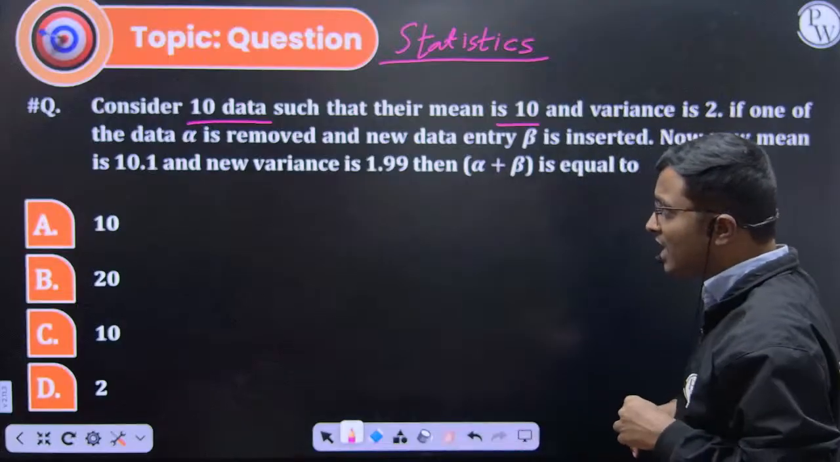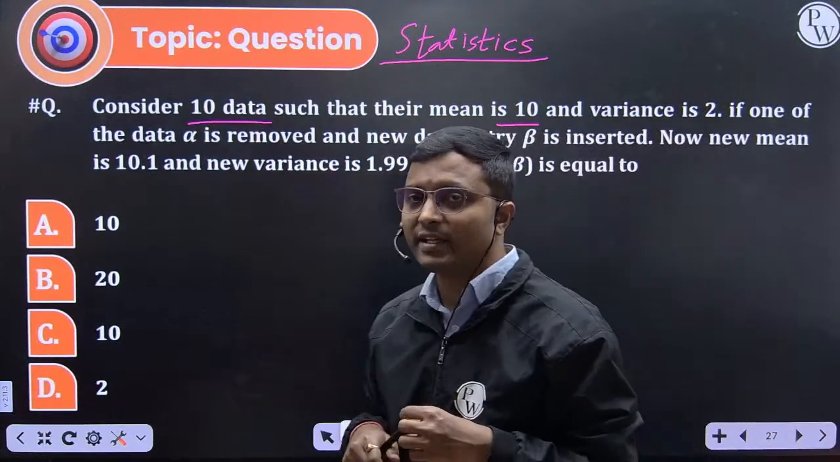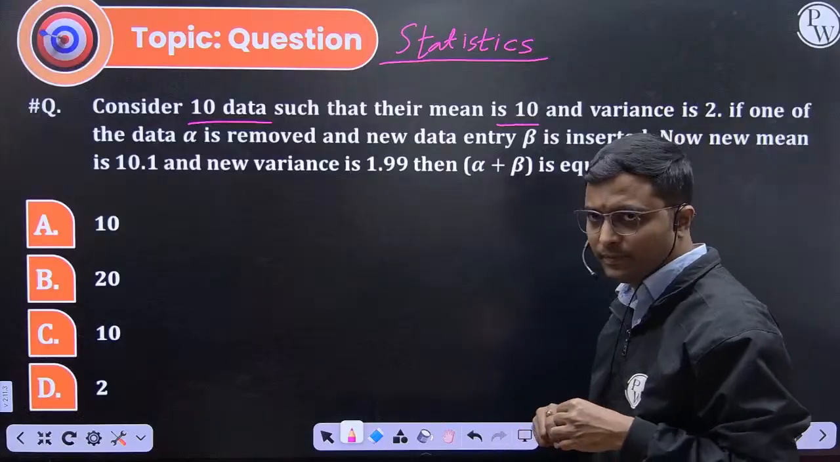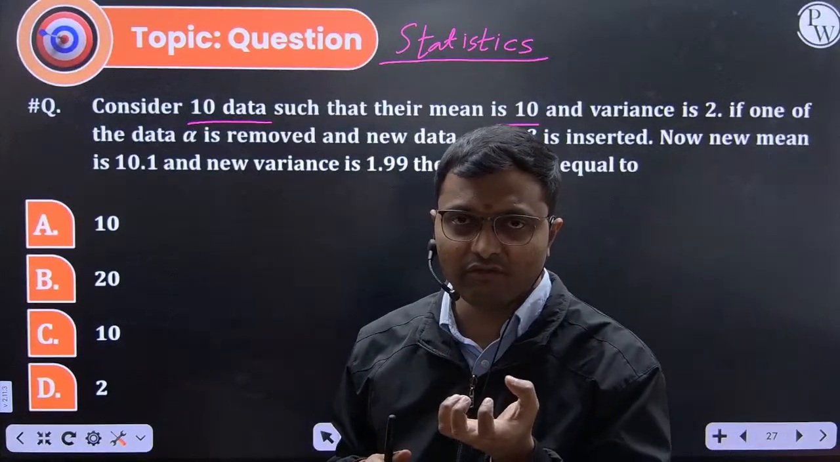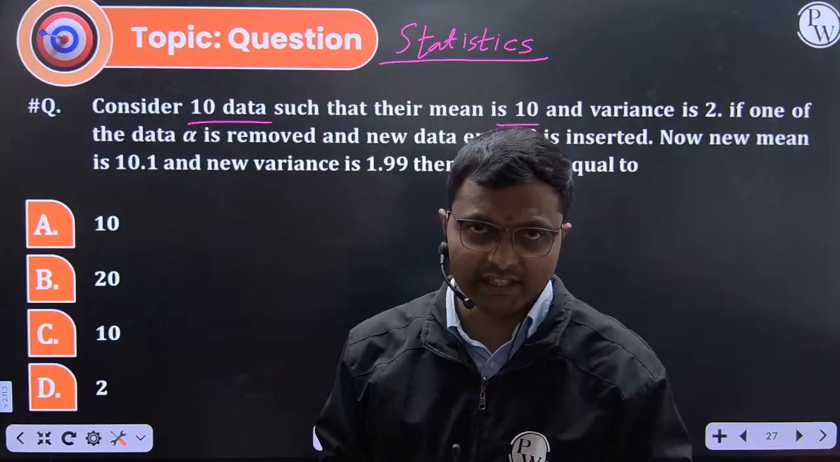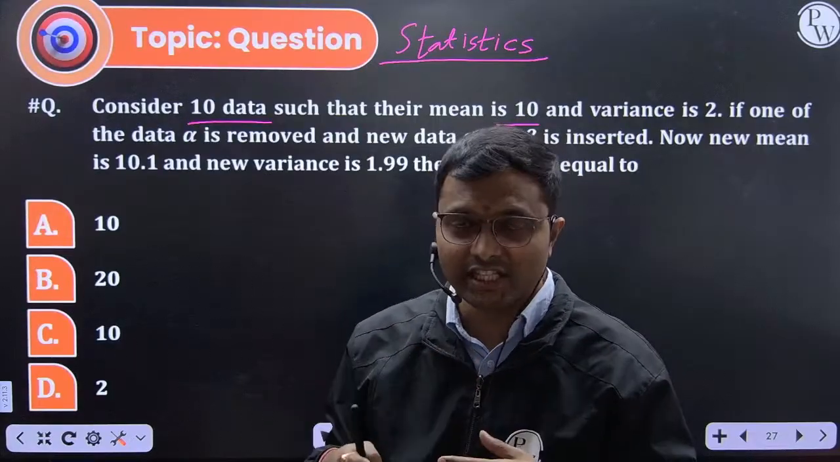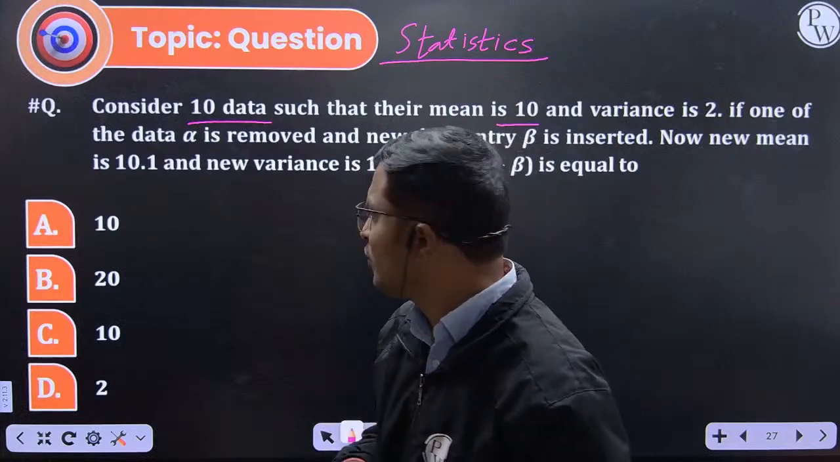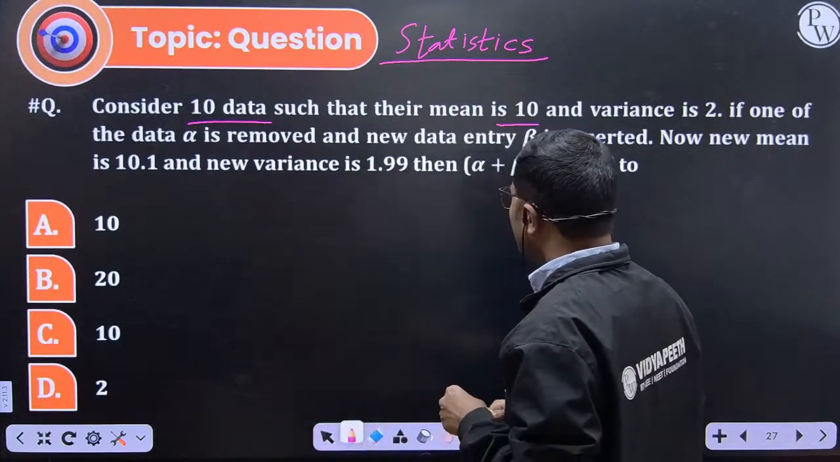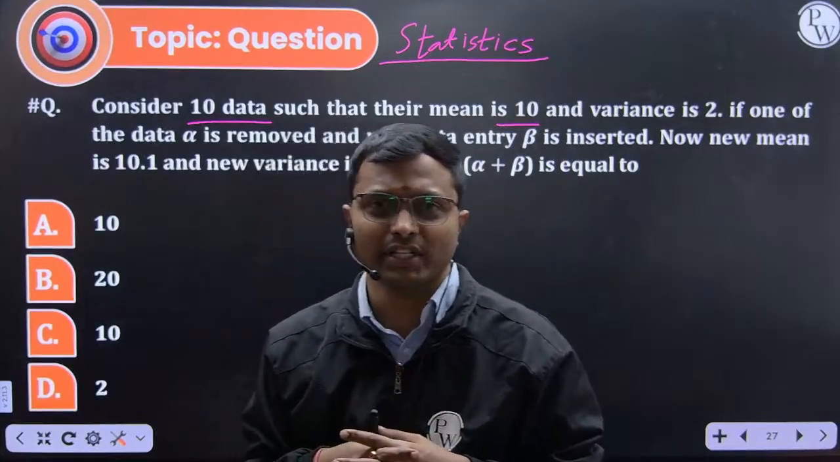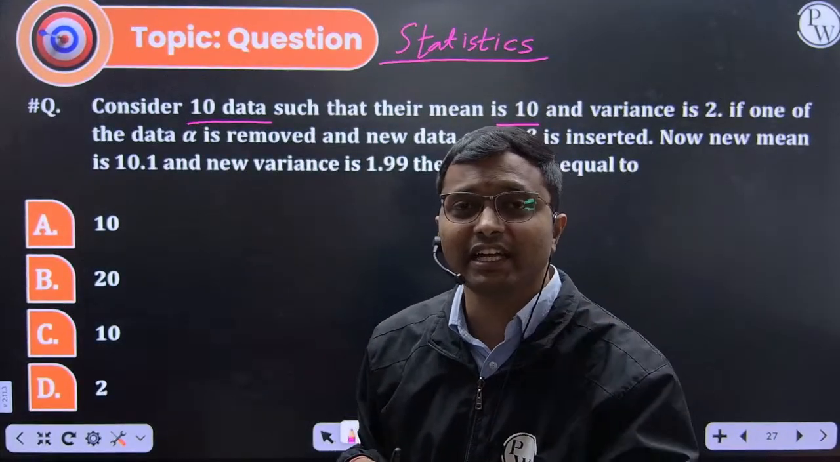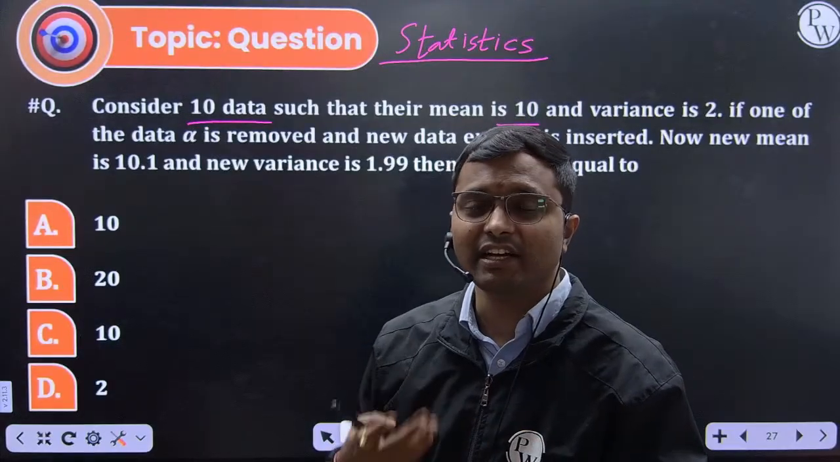One of the data, alpha, is removed and a new data entry, beta, is inserted. Automatically, if from 10 values one is removed and one is added, the mean will change and variance will change. So new mean is given and new variance is given. We want to find alpha and beta. So he's asking what is the data which is added and what is the data which is removed.